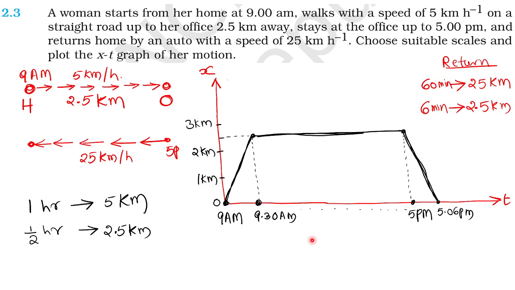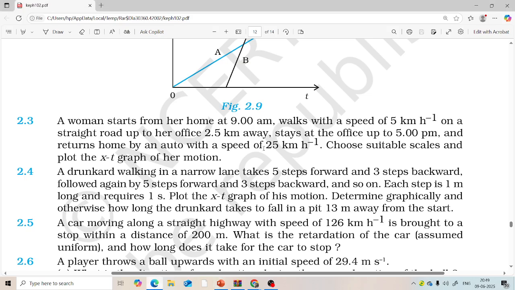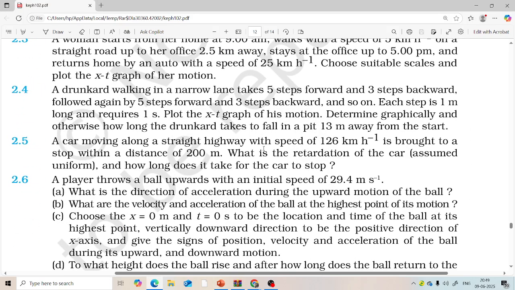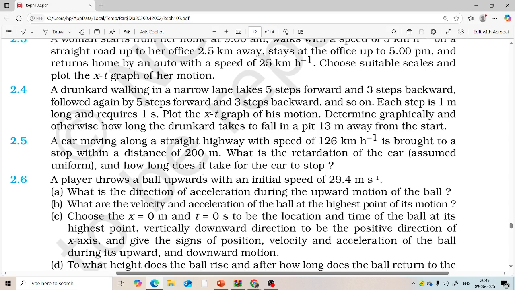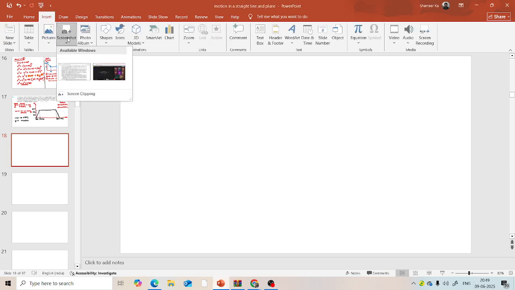Okay, so everyone finish. Let me discuss the next one. I'm discussing numericals. The 2.5 is simple, but a numerical problem. So let me discuss.